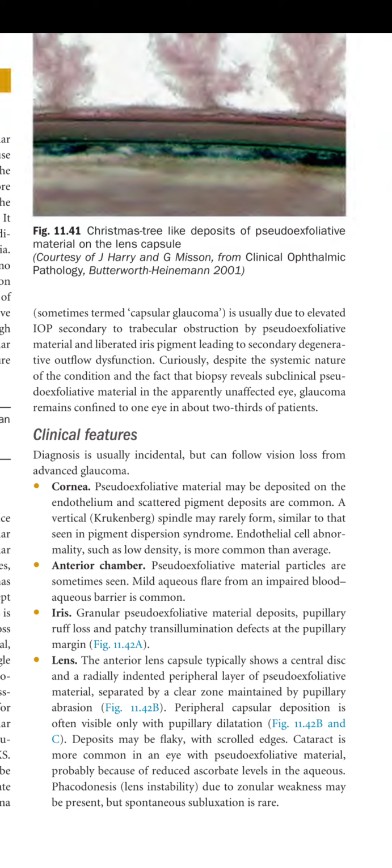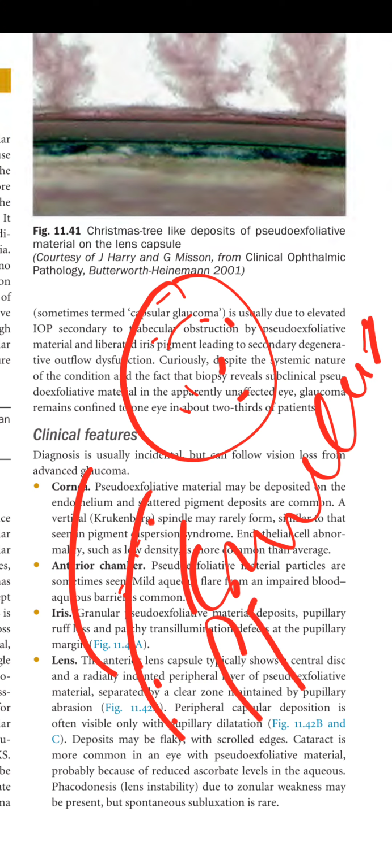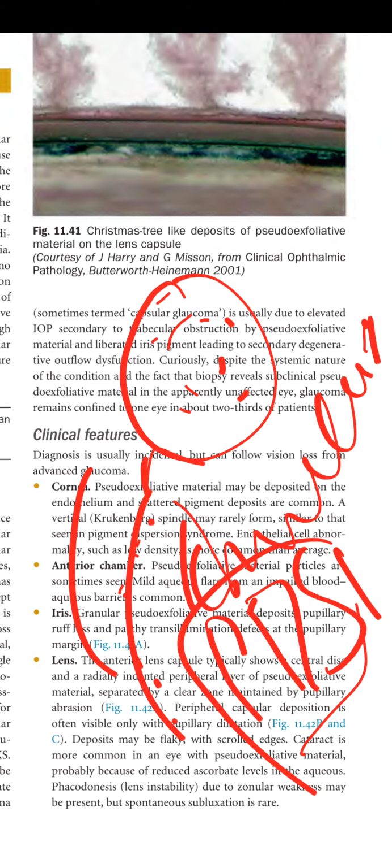Endothelial cell abnormality such as lower density is more common than average. So basically in the corneal changes, there will be pseudoexfoliative deposition on the endothelium, and there can be scattered pigment deposition as well. The Krukenberg spindle, which is a characteristic sign of pigment dispersion syndrome, can also be present in pseudoexfoliation syndrome.